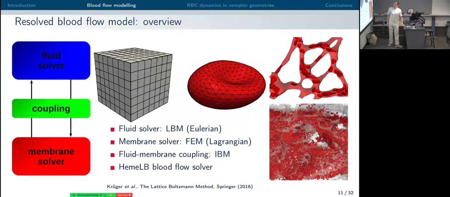I will show you a few videos later, where at the top you see red blood cells in a network of capillaries in a retina. And at the bottom, you see something that we haven't published yet. That's a simulation of blood flow in a reconstructed geometry of a placenta, a subset of the placenta.